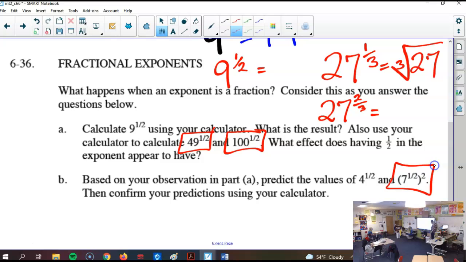But what would happen in a situation like this? Well, it'd be the square root of 7 squared. It'd be 7, right? Because it's the square root of 7 squared. Or you can multiply the 1/2 by 2 to get 1.